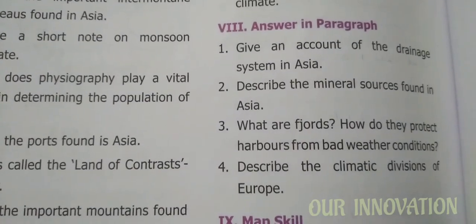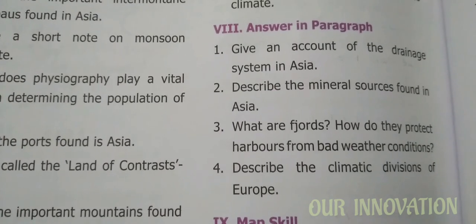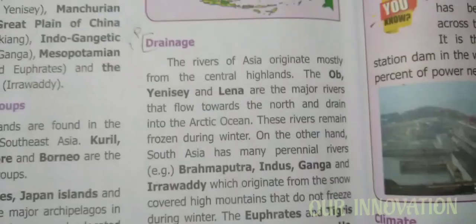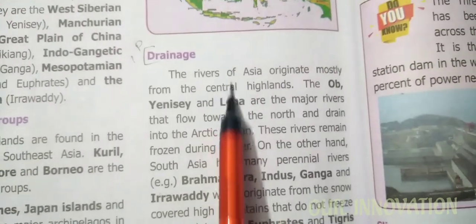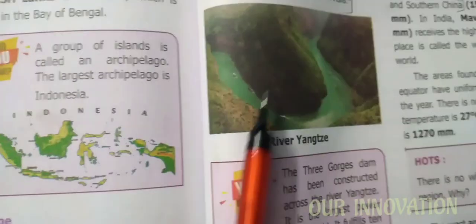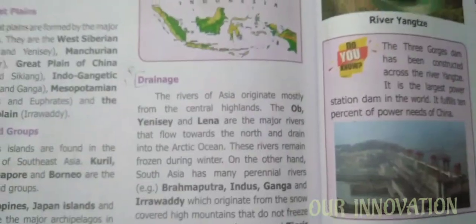Roman letter 8, answer in paragraph. Give an account of the drainage system in Asia. Page number 148, see under the heading drainage system, idu full ah neenga eludhanum. Up to the end of this paragraph you have to mark from here. This is the first answer.